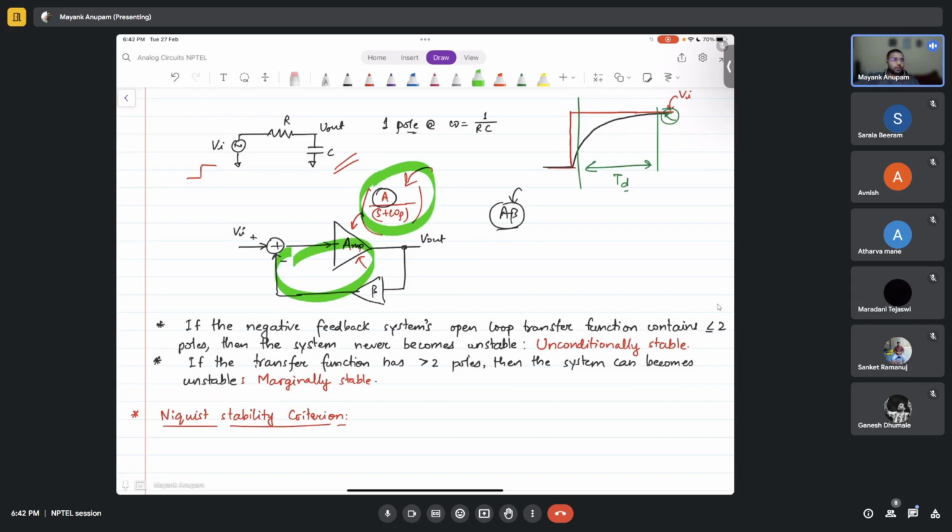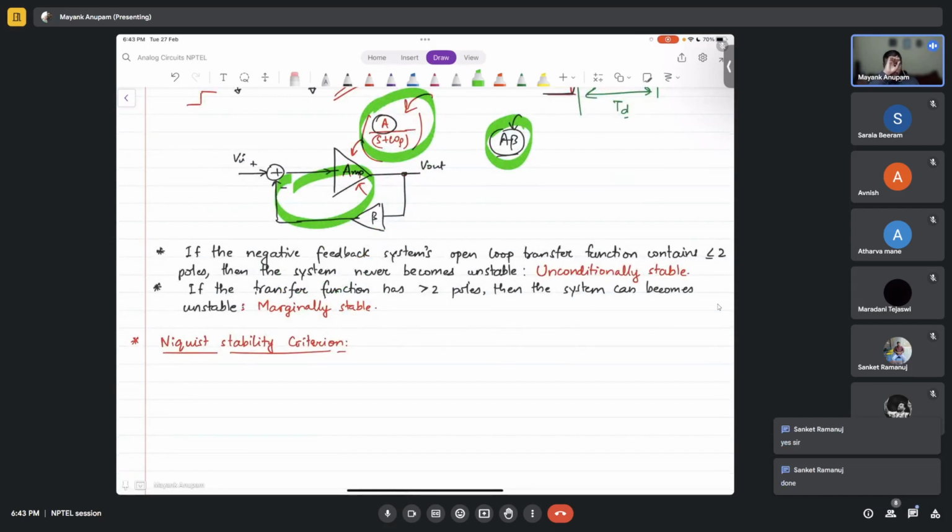Okay, it will always be stable. It doesn't matter what value of a or beta you put, it will always be stable. But if this open loop transfer function has more than two poles, which is equal to or greater than three poles, then you have to be careful of what value of a into beta you choose. Because if you make it very large, then the system might become unstable. You get the point, Sanket? Yes, good.